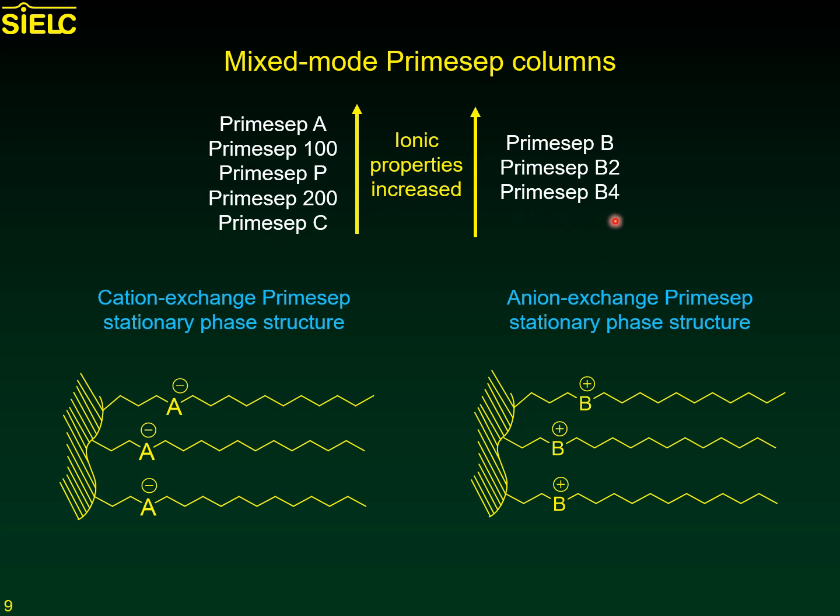Similarly, the B4 and B2 Primesep columns possess similar anion exchange character, and as one moves towards the Primesep B column, the degree of anion exchange character is increased.